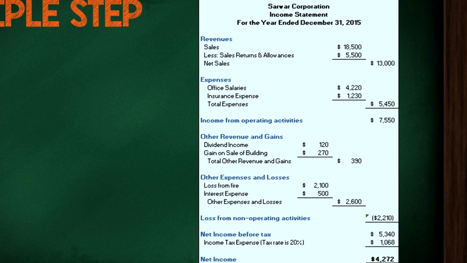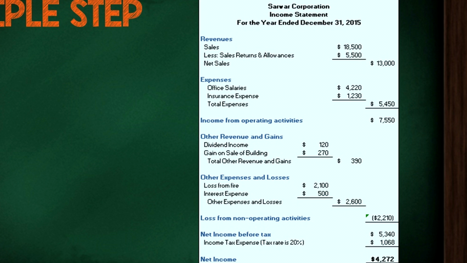Take a good look at the statement here. What you will notice is that there's actually two places where we're recording our revenues, and there are two places where we're recording our expenses. Now, if you look on the statement here in more detail, you can see that there's a revenue section, and in there is our sales and our sales returns and allowances. And then there's also this other revenues and gains section. And this has things like dividend income and gain on the sale of the building. So the revenue is split up.